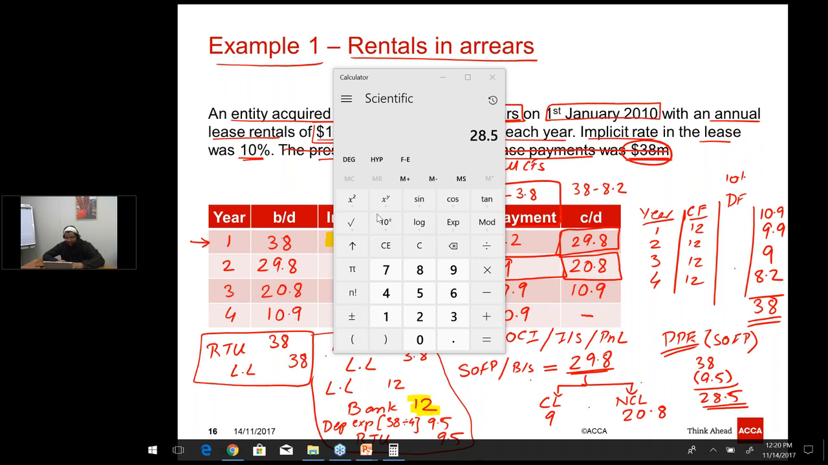Mohammed Nabil, 9.5 is the depreciation, which is actually 38 divided by 4. So this is the amount of depreciation, 9.5. Tayyaba is saying, so there is a liability of 29.8 and also an asset of 28.5 both. Yes, Tayyaba, both are there. Yes, Simran, I'm debiting the lease liability by 12 and reducing it by 12 because we have paid the rentals. So the amount has already been paid.